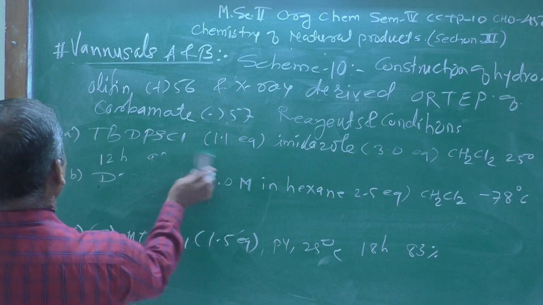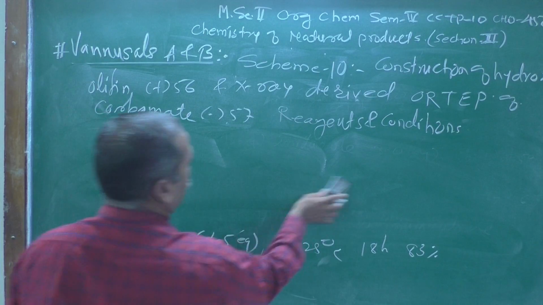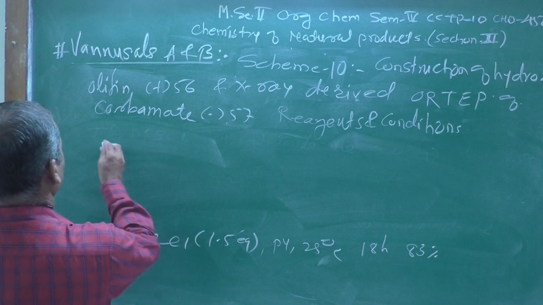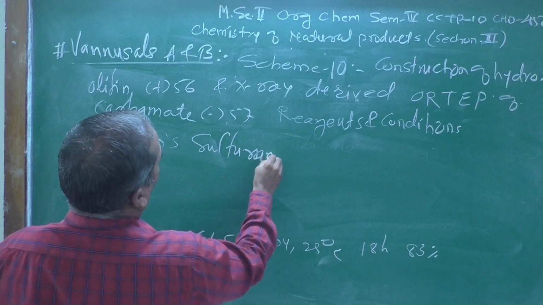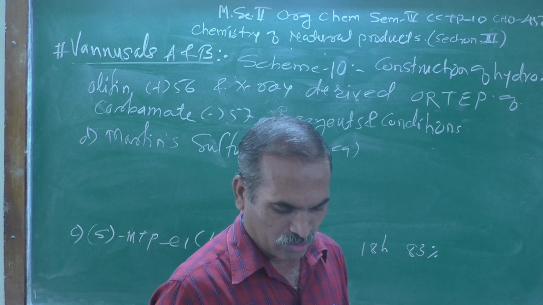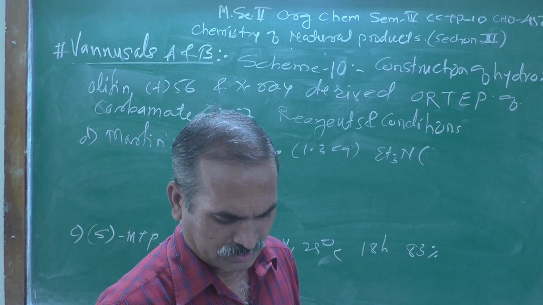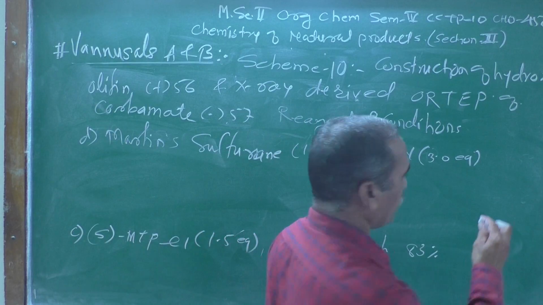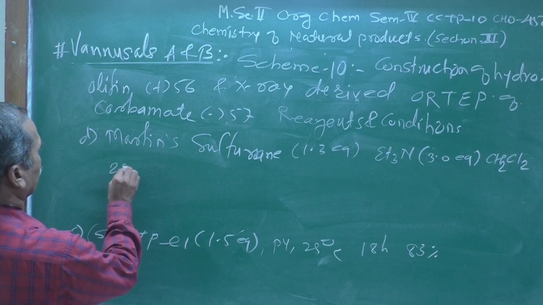Now let us see the next reagent which we used during this synthesis: Martin's sulfurane, reagent D. Martin's sulfurane was taken at 1.3 equivalent, followed by triethylamine at 3.0 equivalent, and the solvent employed was CH2Cl2, and the temperature was kept at 25 degrees centigrade.